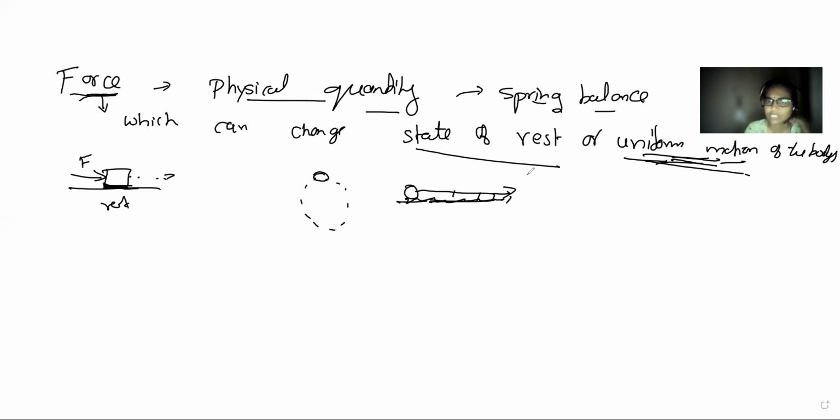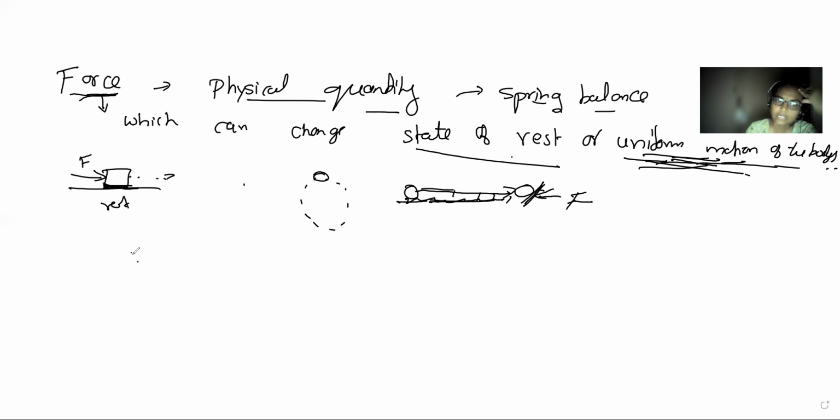To change from its uniform state to rest position, suppose a ball is coming here, to stop the ball, you must apply some force, then only the ball will come to stop, right children? Whether to make the body move or to stop a moving body, we must apply the force. That means force can change the state of rest or uniform motion of the body.